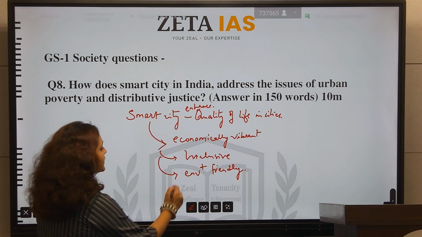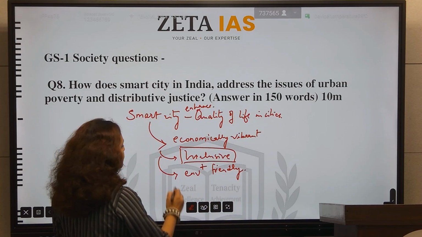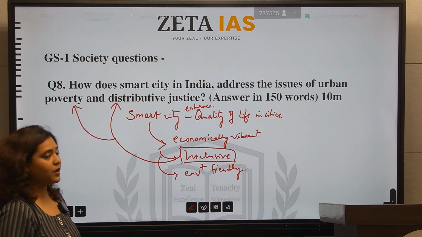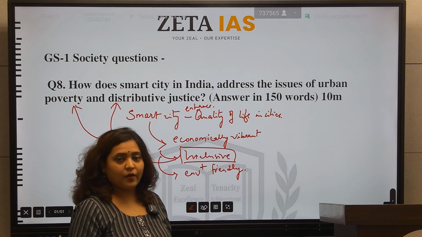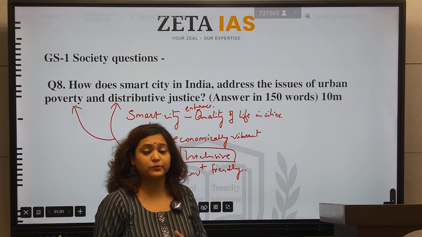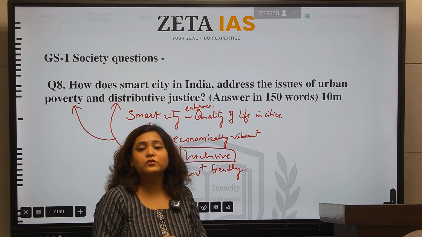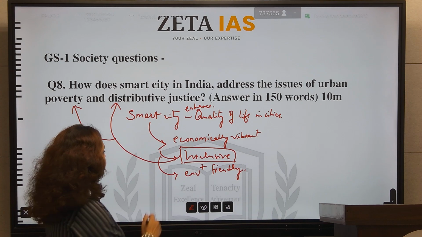When we talk about an inclusive society, we are indirectly also talking about distributive justice. We are also talking about urban poverty, because inclusion means that people from every strata of society are included, they feel included, and they have access to all necessities. There is equal distribution of resources. These are the main aims.